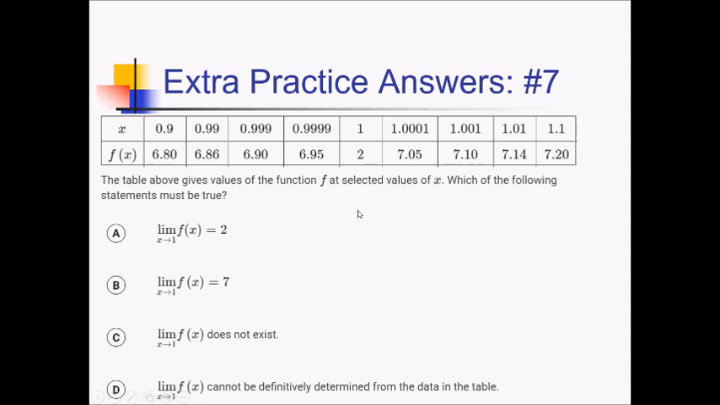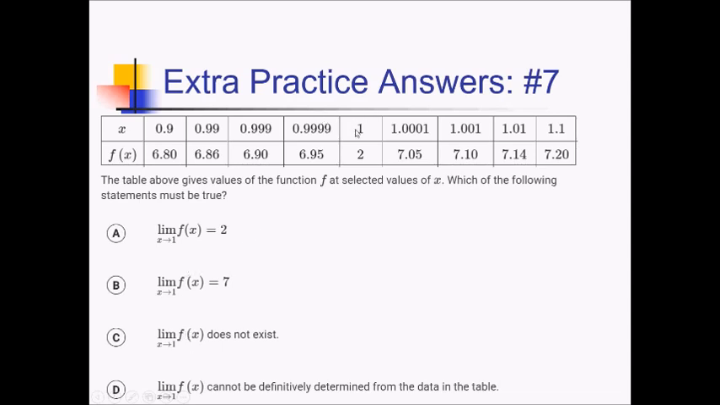For this problem, we have a table of values for the function f, and we want to know which of these statements here, based off the table, has to be true. So taking a look at these values, they're talking all about what happens as we approach 1, so that's what we're looking at here.